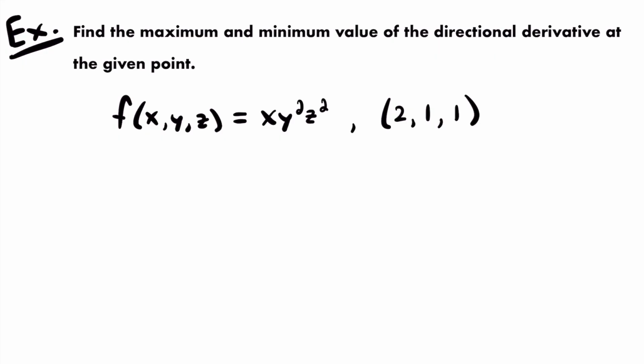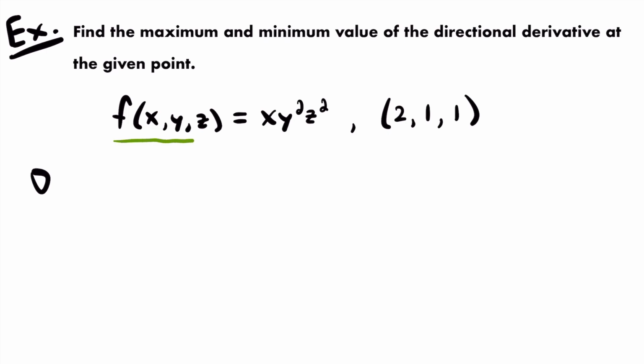But really, our work is not going to be all that different. The only thing that's going to change is that our gradient vector is going to have an extra component, where we will need to take a partial derivative of this function with respect to z, the third independent variable, but everything else is the same. We'll need the gradient vector for this function. We'll then evaluate it at this point, and then we'll take the magnitude of that gradient vector. The positive magnitude is the maximum value of the directional derivative, and the negative magnitude is the minimum value of the directional derivative. Okay, so let's find the gradient vector for a function of 3 independent variables.